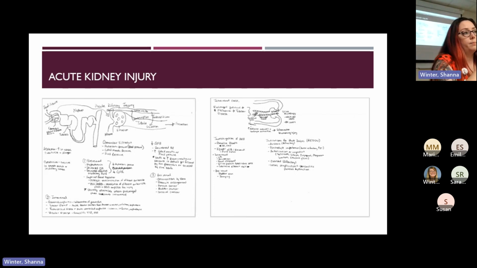And then your post-renal would be all of your obstructions. So you have a renal stone, prostate enlargement, bladder or cervical cancer. All of those can cause obstruction. And that's the easiest one to deal with because you relieve the obstruction, the kidneys get better.